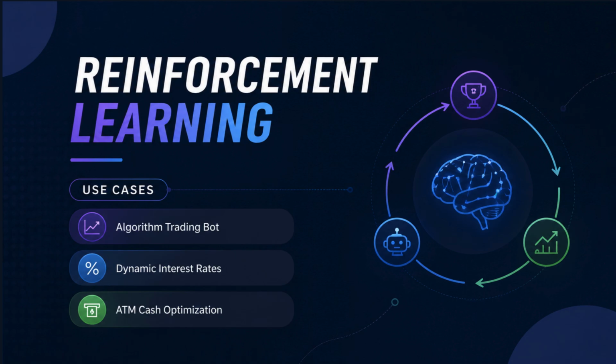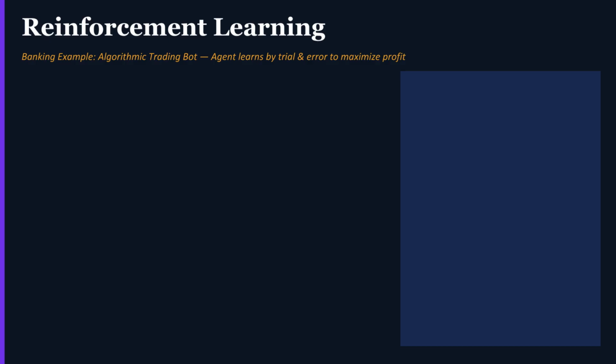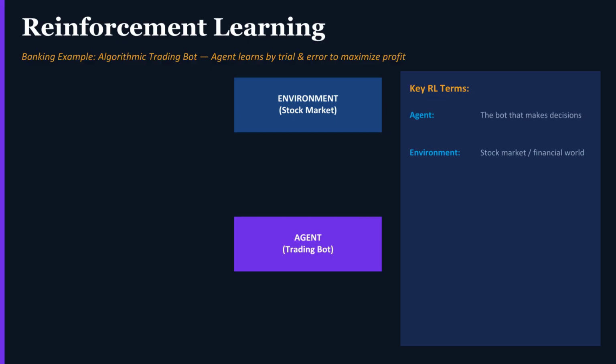Let's bring this into banking with one of the most dramatic use cases, the algorithmic trading bot. Let's say the environment is the stock market that is alive, real time, and unpredictable. The agent is a trading bot, and its only goal is to maximize profit. At any given moment, the bot observes the state. Maybe Nifty is down 10%, FII are selling, the rupee is weak. Based on this state, the bot takes an action. It decides to buy 500 shares of a stock at rupees 1840. The market responds, the stock moves up, the bot made a 24,000 profit.